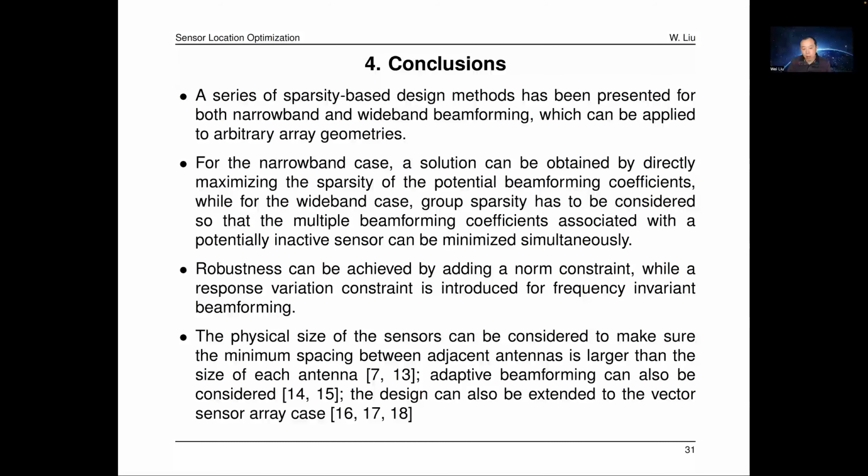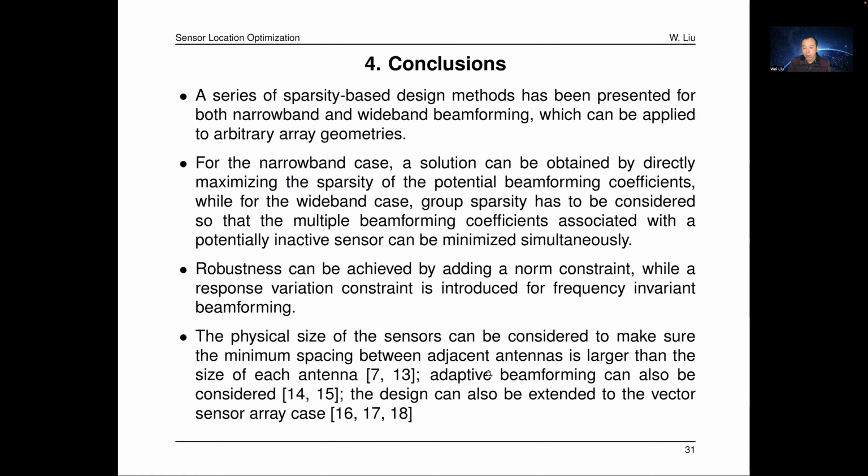And in our presentation, we didn't consider the size of the antenna. So the physical size of the sensors, we didn't consider. However, if you just do the optimization, consider each antenna as a point, then a possible result is, okay, some sensors, the spacing may be too small. You cannot fit a real antenna there, right? So you have to consider the physical size of the sensors in your design. We have done some work in this direction. You can find them in this reference 7 and 13.